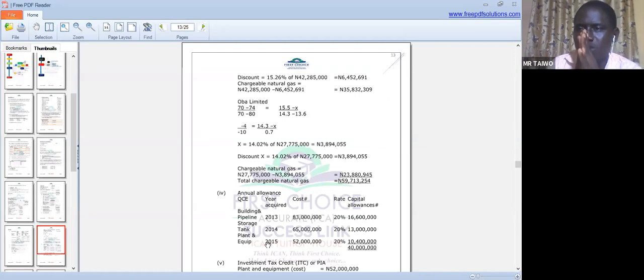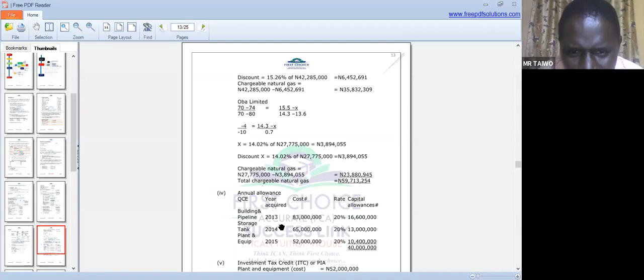Everything will acquire annual allowance. But which one will attract what? Petroleum investment allowance. It is the one they acquire in this year in question, and that's plant and equipment. That's the only one that they acquired in 2015. If that's the case, what are the costs of this asset? The cost of the asset is this. So far, the 3 of them will attract annual allowance. And annual allowance is always 20%, unless it is the 5th year.